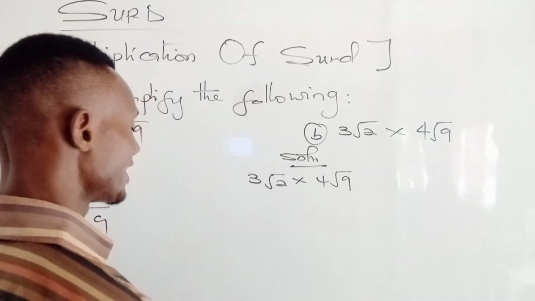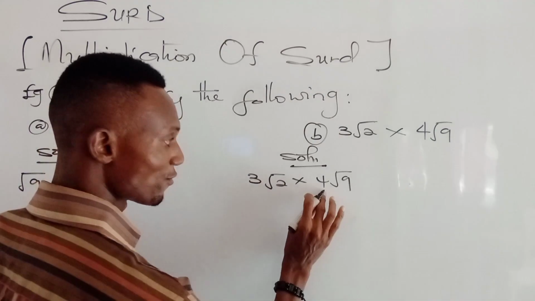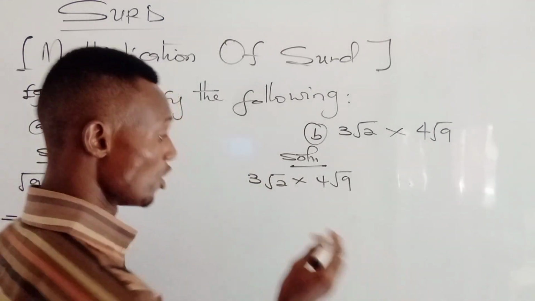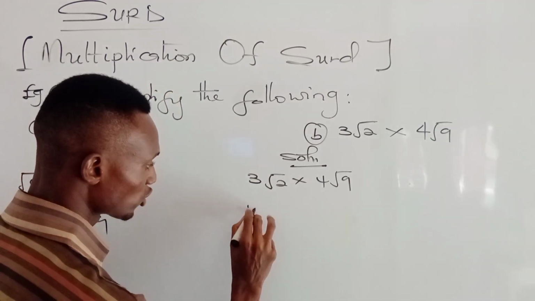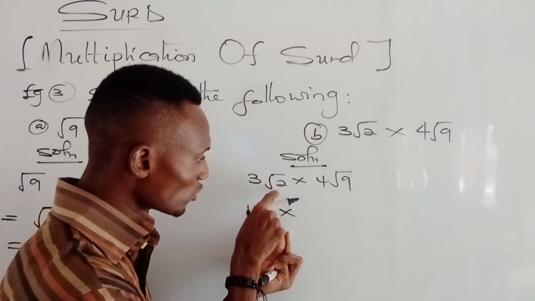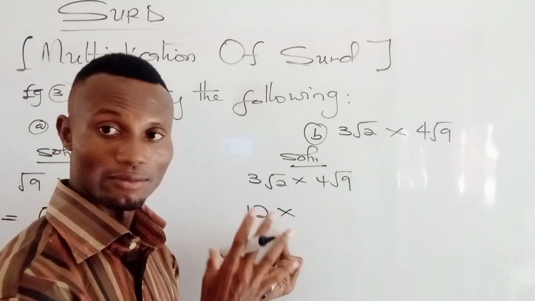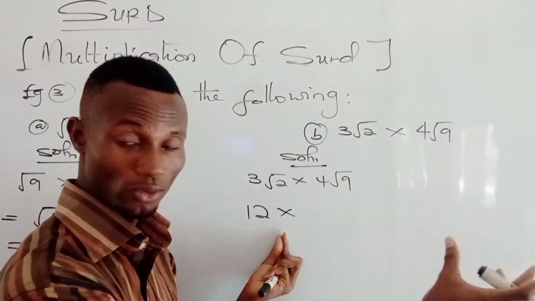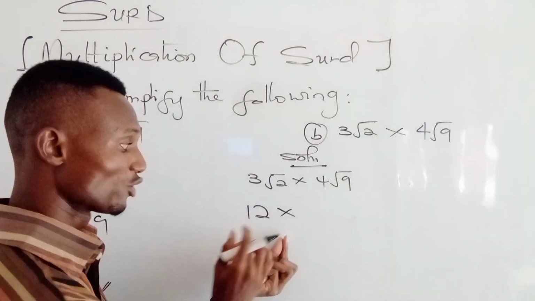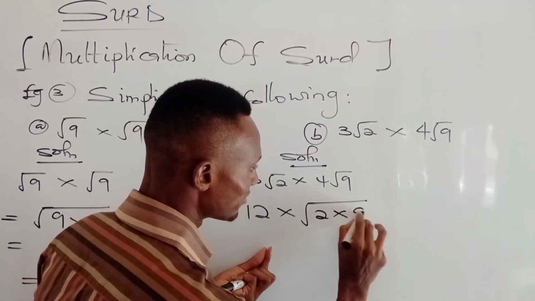So let's go ahead and do this one. I'm going to have my 3 times 4. 3 times 4 gives 12, so I'm going to write 12, then times. Now this root 2 and this root 9 will also multiply. We've done multiplication of surds, so we are going to apply that same knowledge. It's going to be square root of 2 times 9.